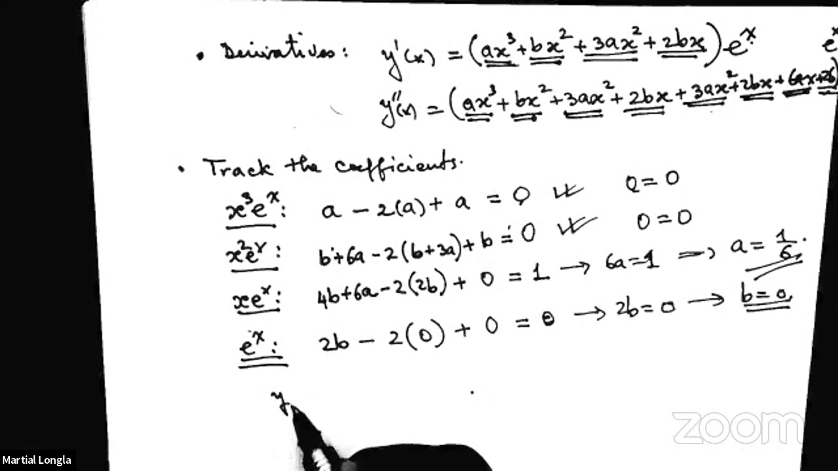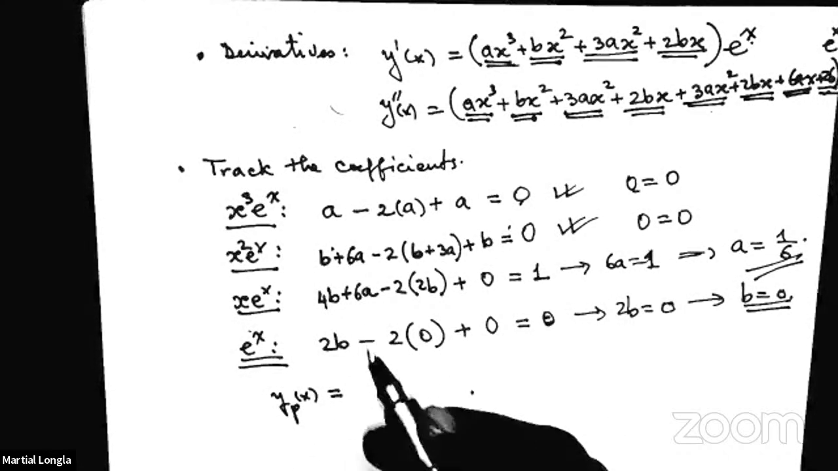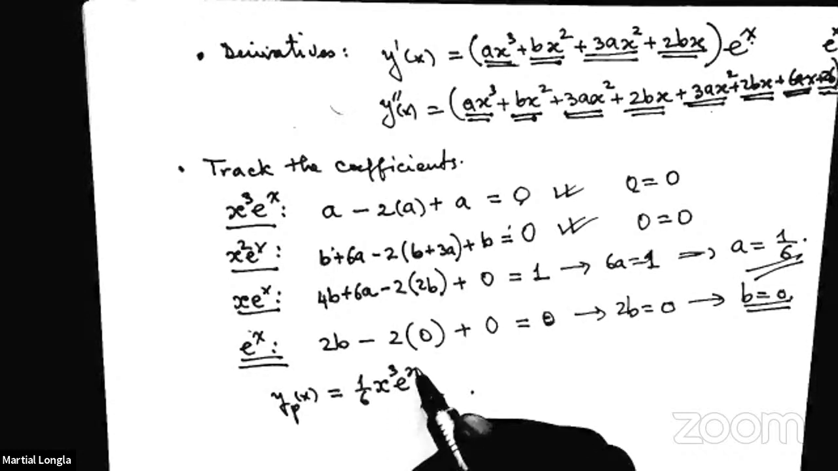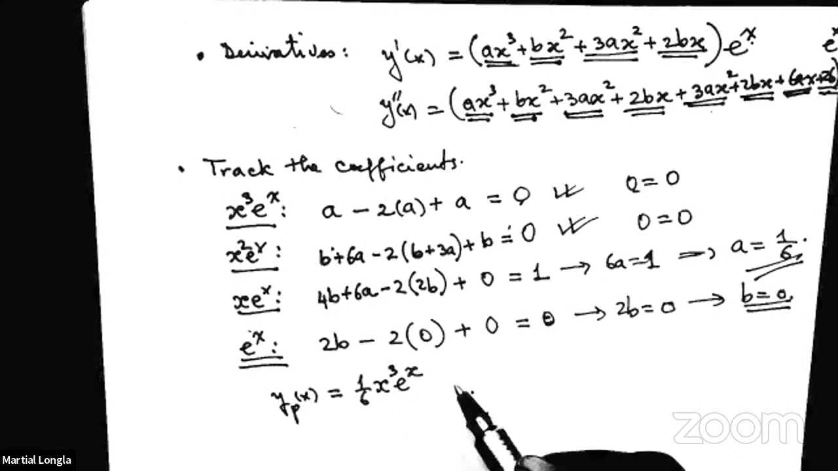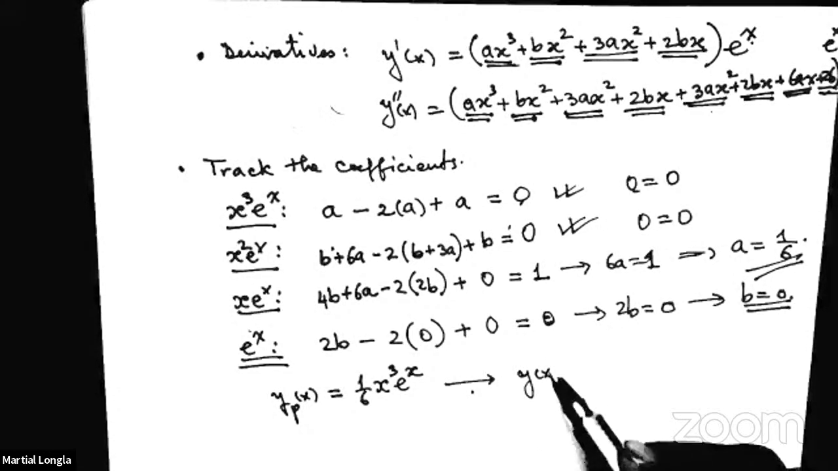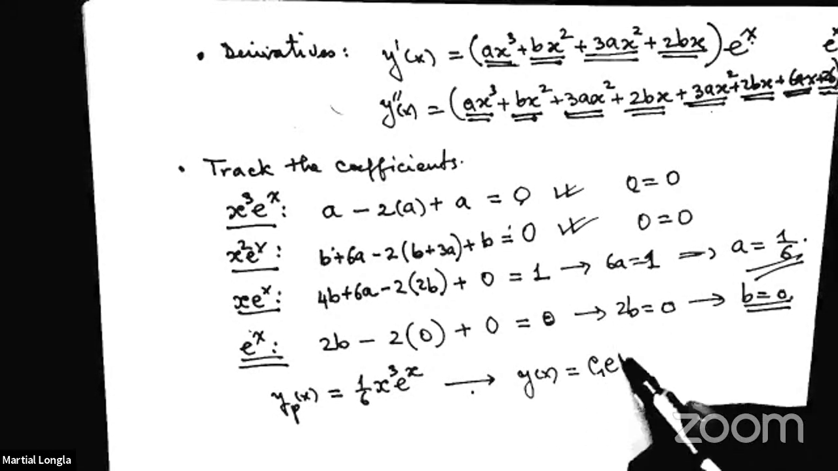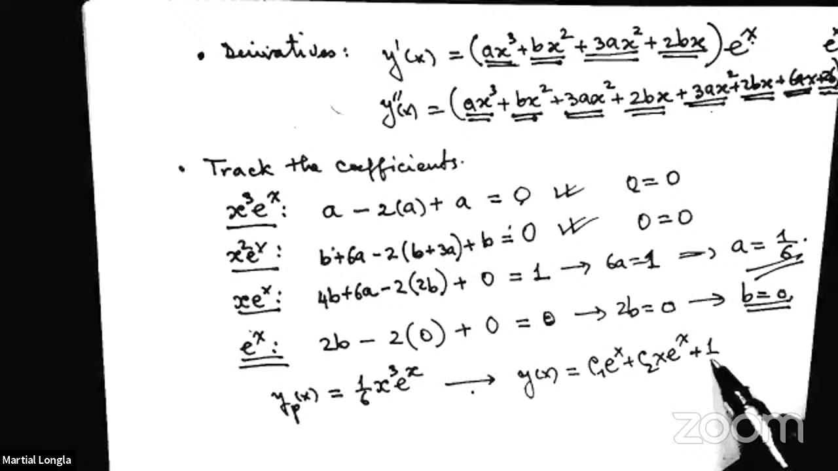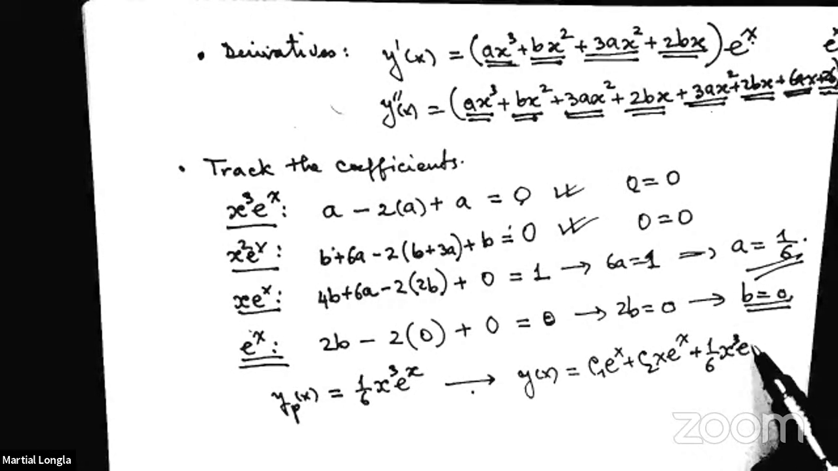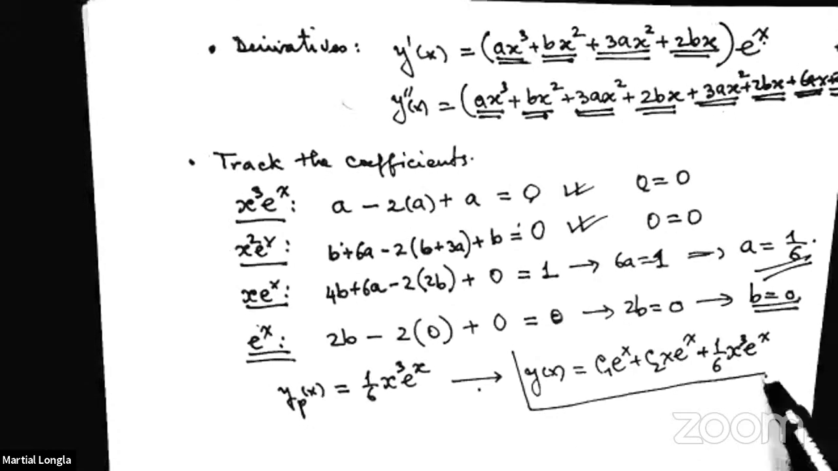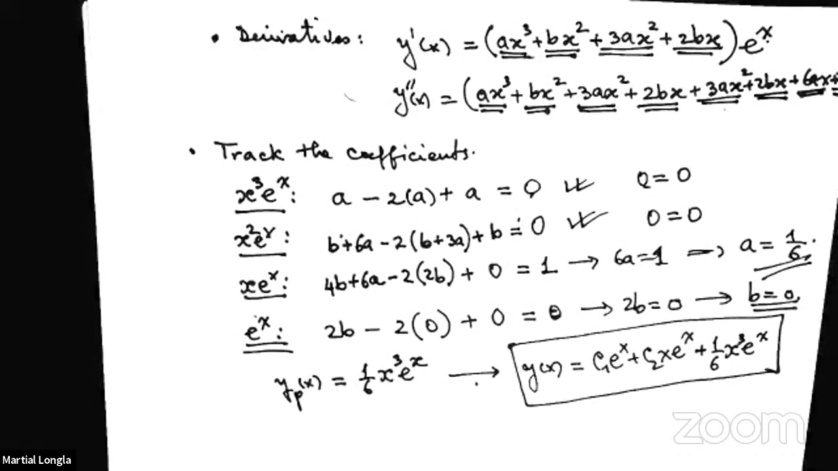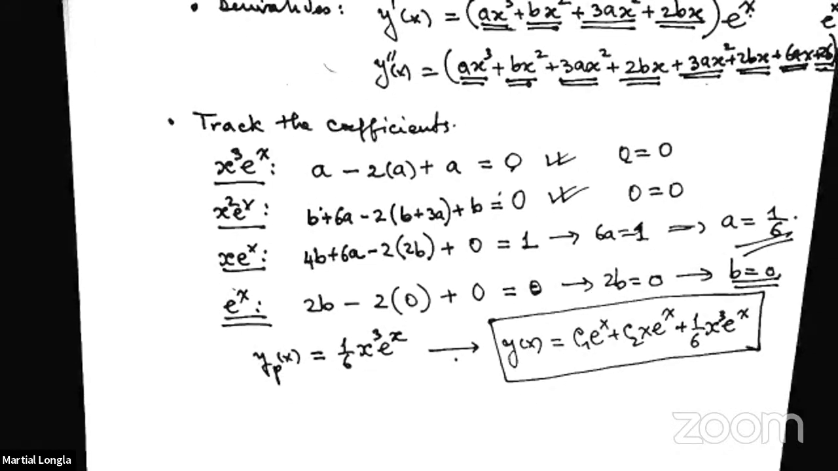So you get yp of x equals, a is 1/6, x cubed e to the x, because b is 0. And then the general solution of the problem is c1 e to the x plus c2 x e to the x plus 1/6 x cubed e to the x. So this is the solution of the problem. Any questions?